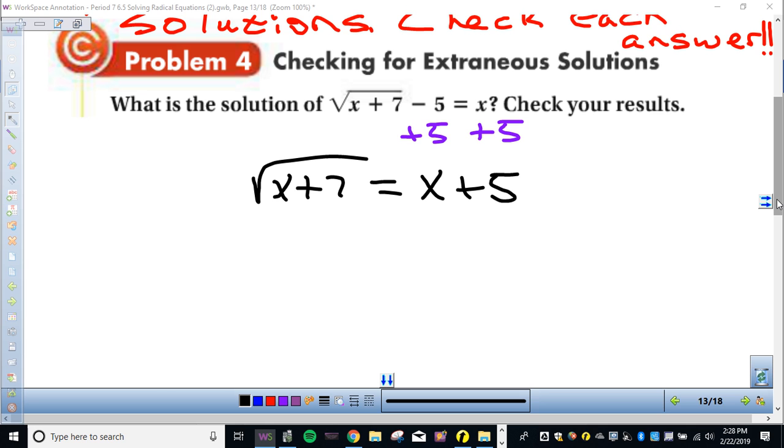Looks like it should be pretty easy, right? Not so much. We're going to square both sides. Several math teachers in this department say if you distribute the 2, you kill a puppy. Anyone seen that in people's rooms? Just don't distribute the 2, right? Yeah.